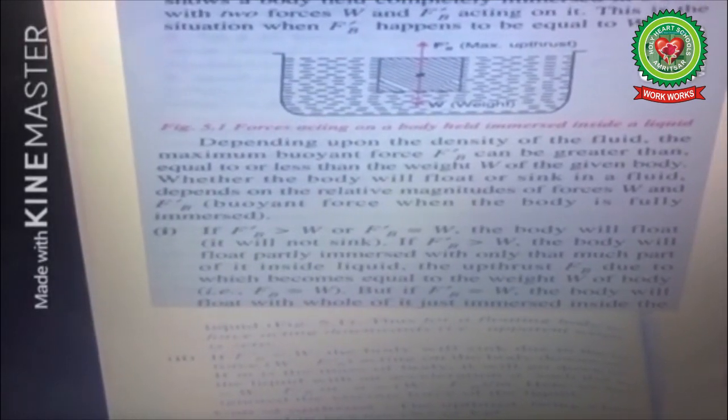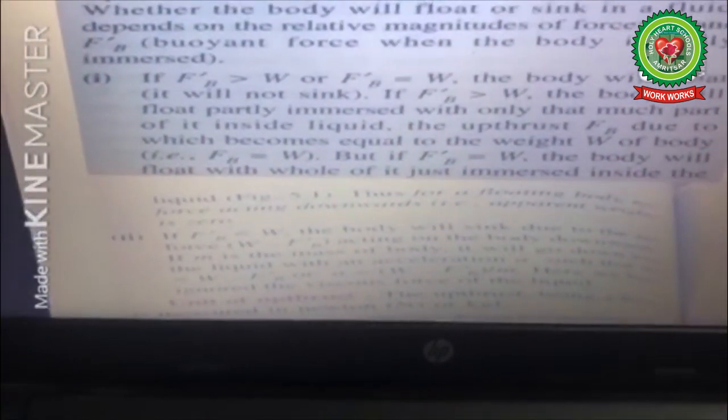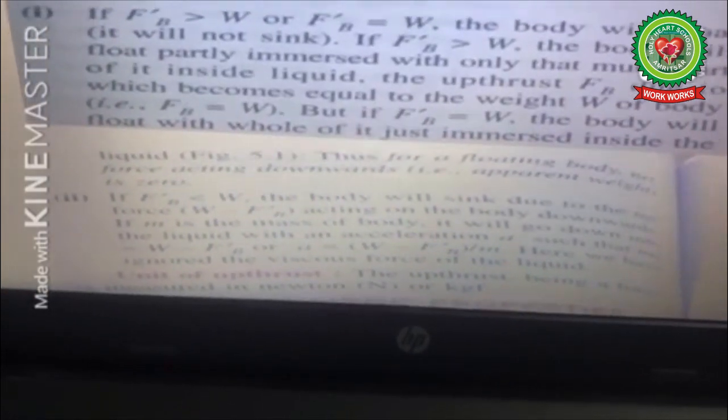And if the upthrust FB becomes equal to the weight W of the body, the body will float with the whole of it just immersed inside the liquid. Thus, for a floating body, the net force acting downwards is 0. If FB is less than W, the body will sink due to the net force W minus FB acting on the body downwards.